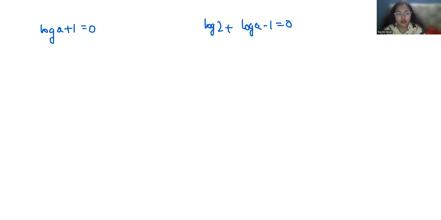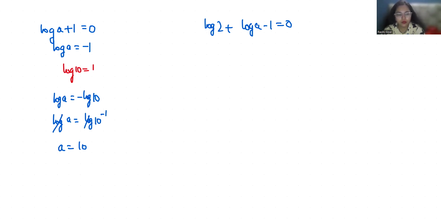So here log a is equal to minus 1, and we know that log 10 is equal to 1. So log a is equal to minus log 10, and log a is equal to log 10 power minus 1, we can write. Now we can cancel out this log with log. So a is equal to 10 power minus 1, or a is equal to 1 by 10. So one value of a is 1 by 10.